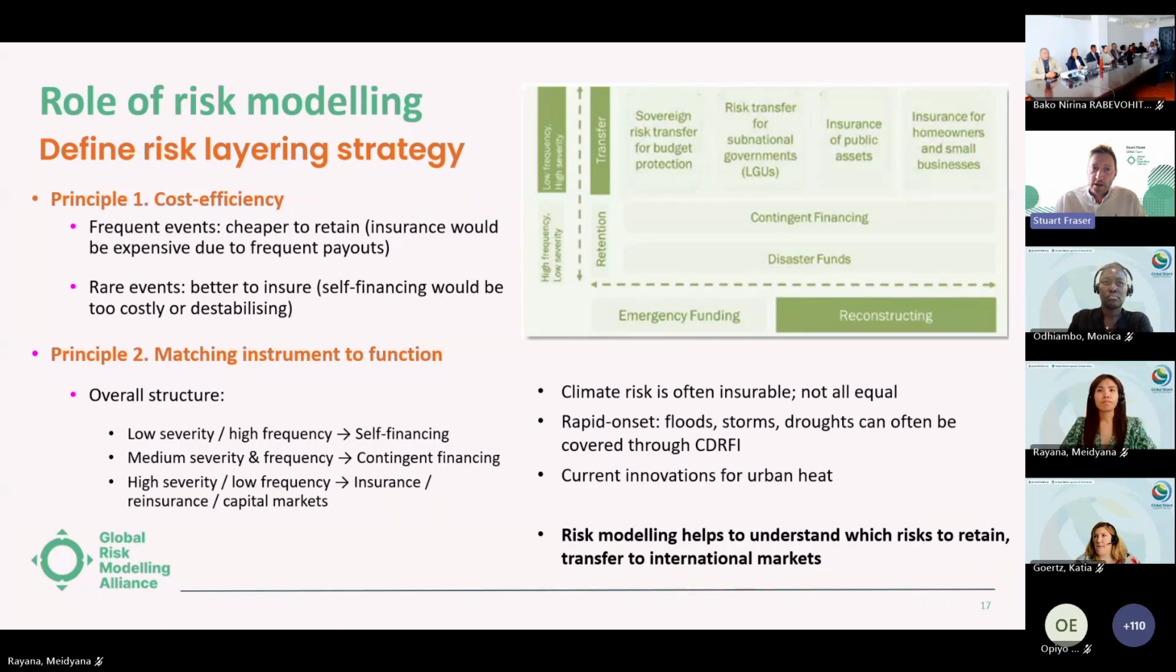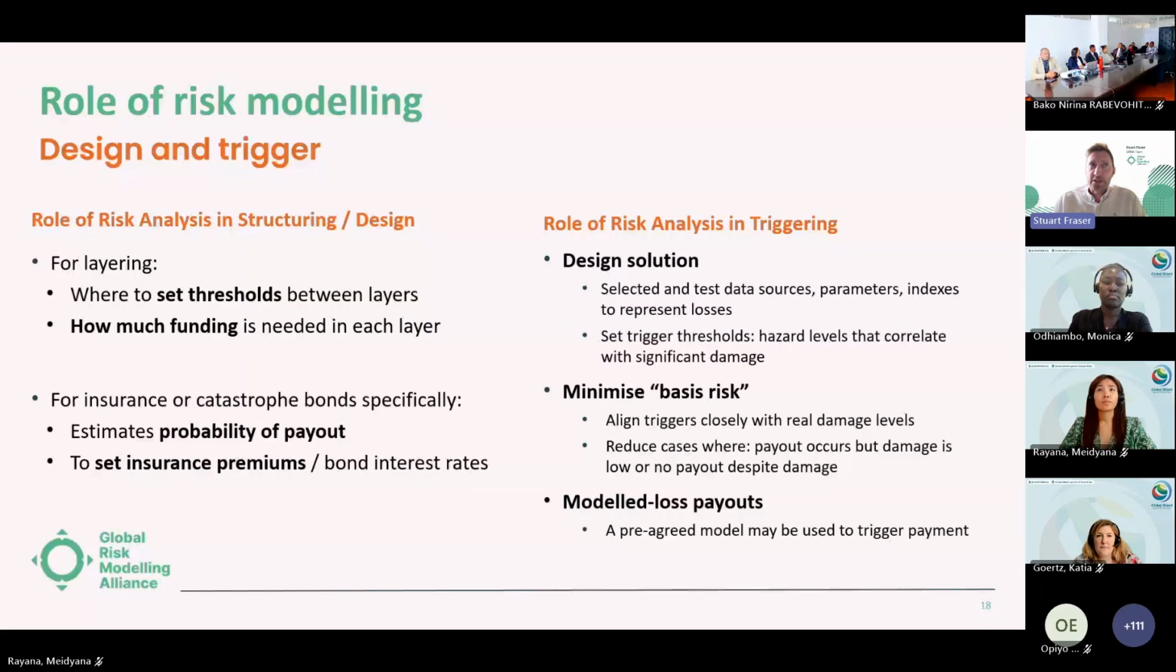And that can be through sovereign risk transfer, can be through public asset insurance, can be through business or homeowner insurance. And risk analytics can help to understand the benefits and the challenges with all of these different types of products together, so in combination. And it also allows us to understand which climate risks are insurable, which are not, and which to transfer risk. So we use risk modeling to both design specific solutions, as well as look at the most suitable combination or most beneficial combination of solutions.